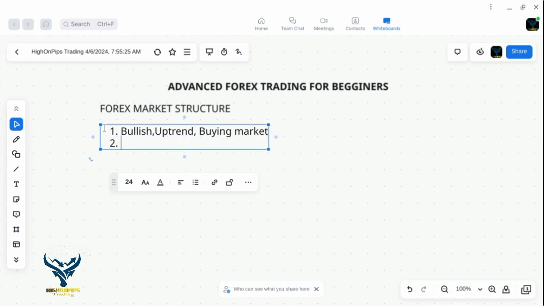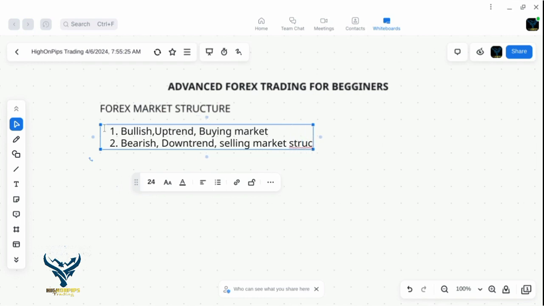And then the second one is a bearish structure, or downtrend, or selling market. I am sure you might have come across such things or such jargon or such words.